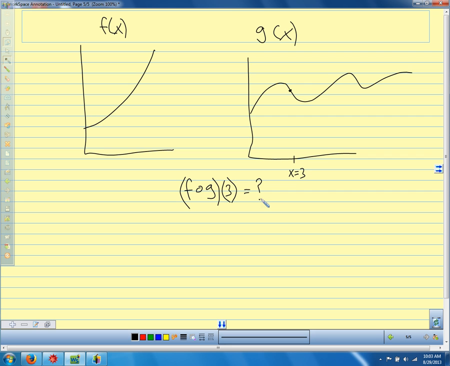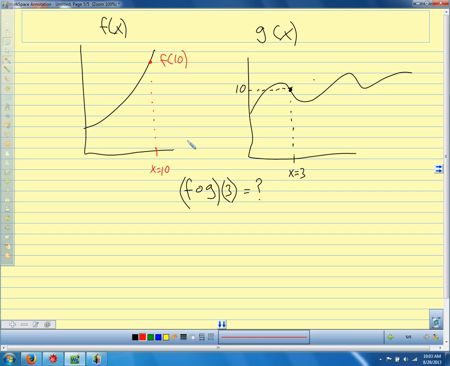What do you think? Find the corresponding y value on the graph, so I'm going up here, and then plug that into f, find that corresponding y value. Right, so say g of 3 from my graph is, let's say, 10. Then I would take 10 and plug that into f and go over here and find f of 10. Perfect. That's how you can use your graph to evaluate a composition.